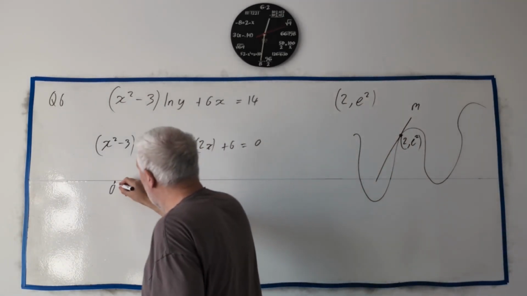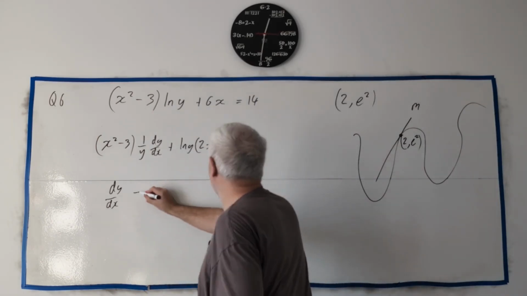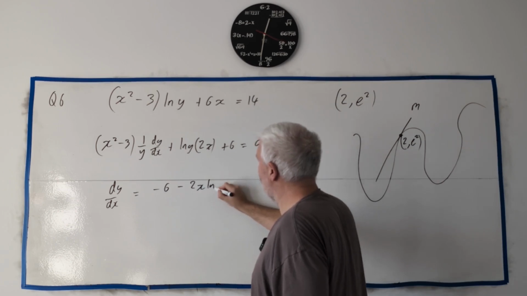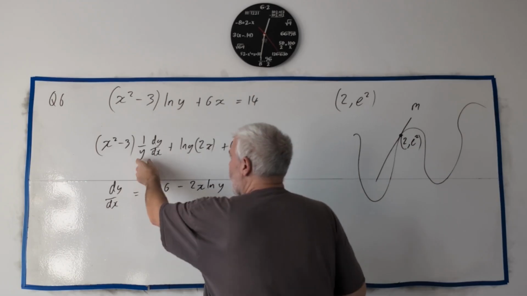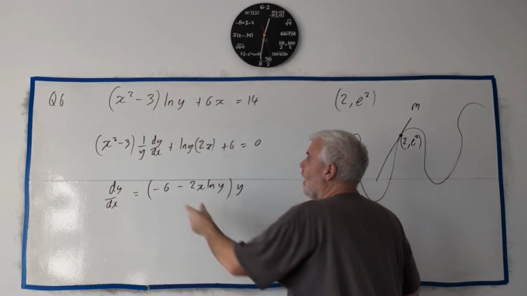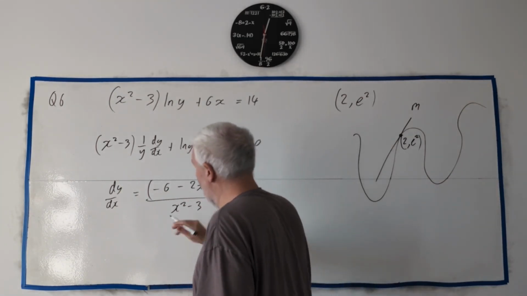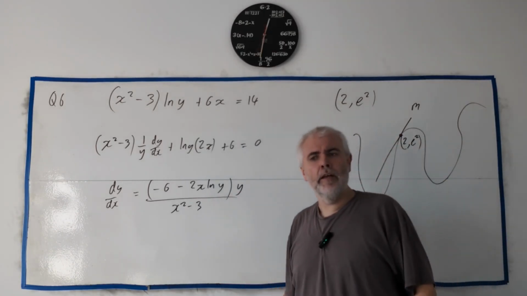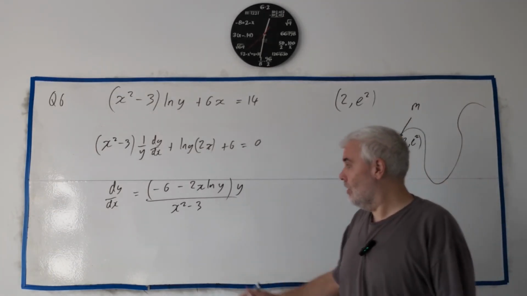Rearrange all this. We leave dy dx. We'll get this is equal minus 6 minus 2x natural log y. That's these two just moved over. Then I'll multiply everyone by y. I'll get a y up here. And I'll divide by this guy, x squared minus 3. That's dy dx. You might say this looks different than the one earlier. It does look different, but it's the same. It gives the same numbers.